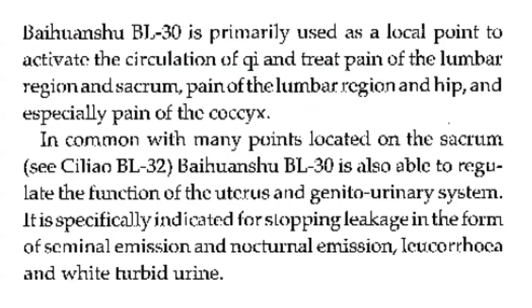Bladder 30 is primarily used as a local point to activate circulation of qi and treat pain of the lumbar region and sacrum, pain of the lumbar region and hip, and especially pain of the coccyx. In common with many points located on the sacrum, Bladder 30 is also able to regulate function of the uterus and genitourinary system. It is specifically indicated for stopping leakage in the form of seminal emission and nocturnal emission, leukorrhea, and white turbid urine.